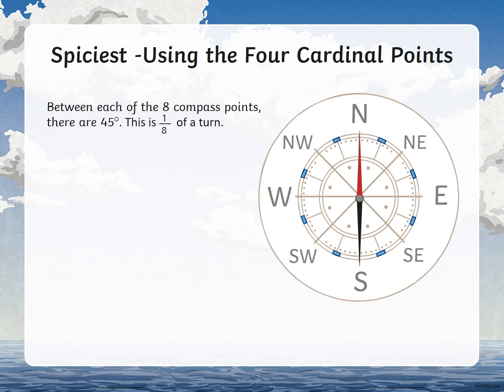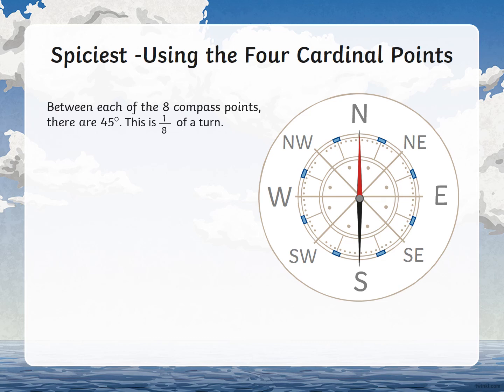So this is really challenging now, okay? Between each of the 8 compass points, there are 45 degrees. And this is an 1/8 of a turn. I'll explain what that means. So for example, if you are facing north and then you turn northeast, because it's half a right angle, it is 45 degrees. Because if you remember at the start of the PowerPoint, we learnt that when you turn a full right angle, that would be 90 degrees. So half of 90 is 45.